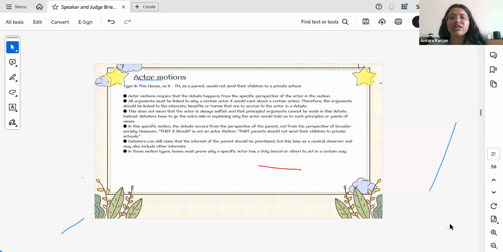motion, you have to talk about it as a neutral observer, right? So you have to talk about it in this debate. What are the interests of these parents? How are we fulfilling these interests in our side of the house? Is that clear?